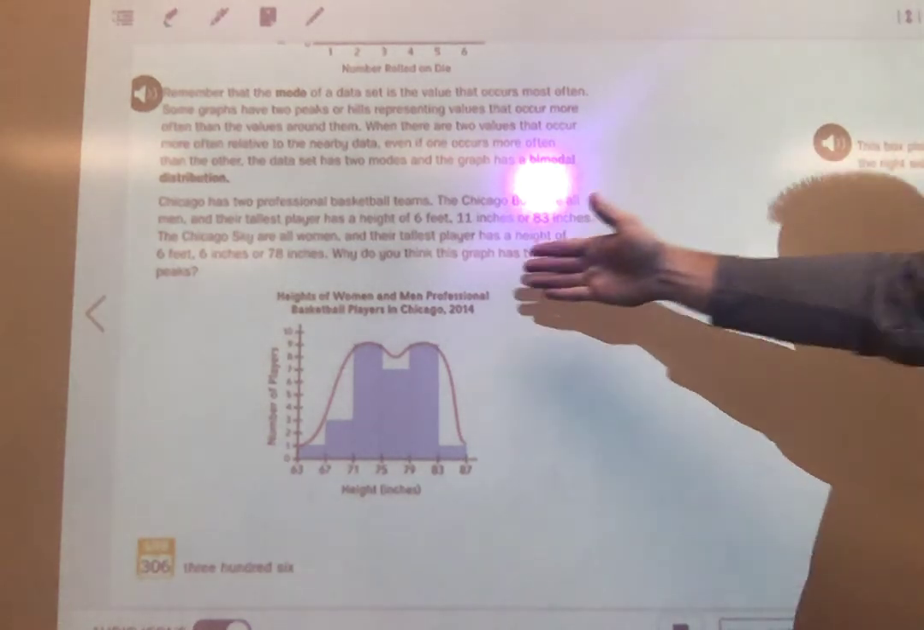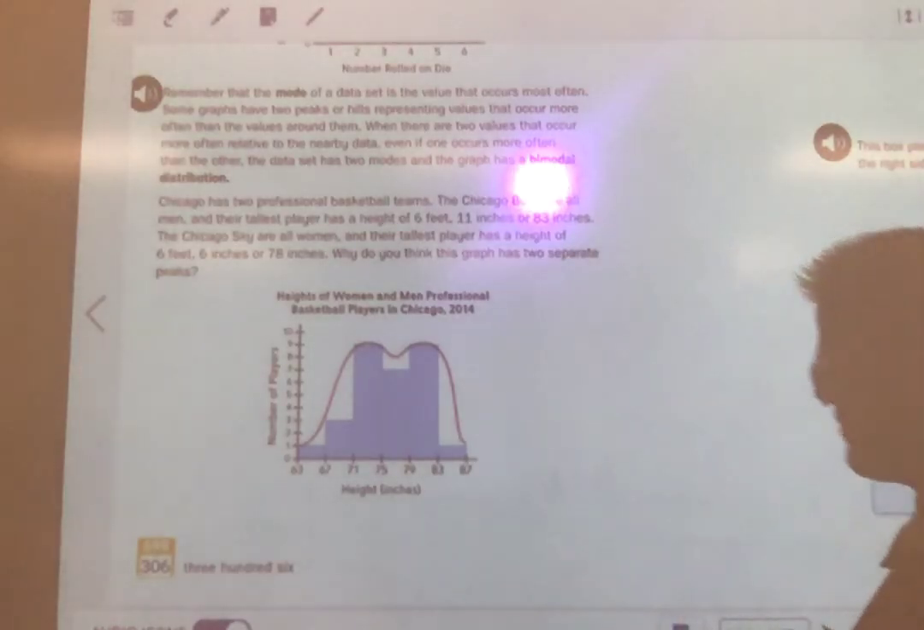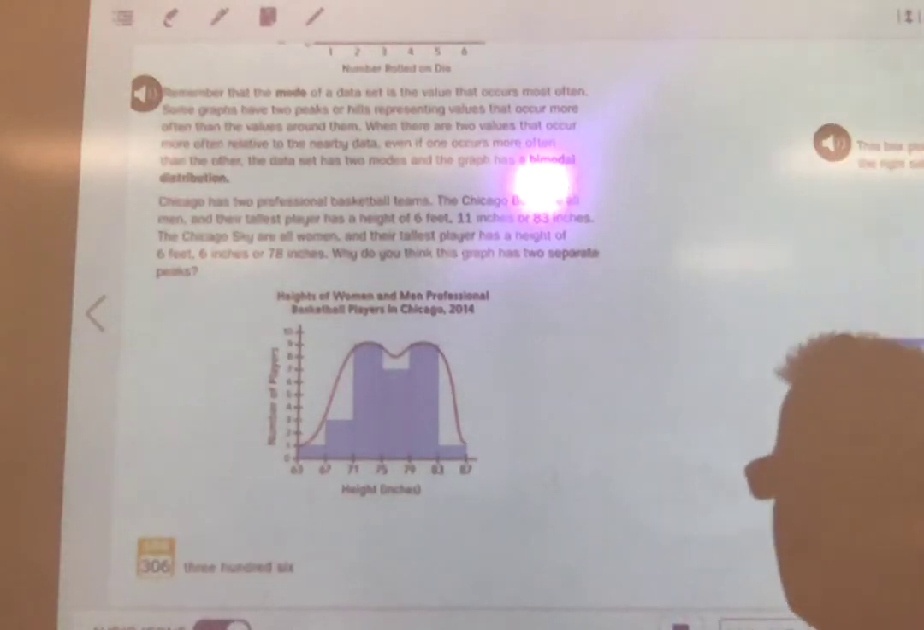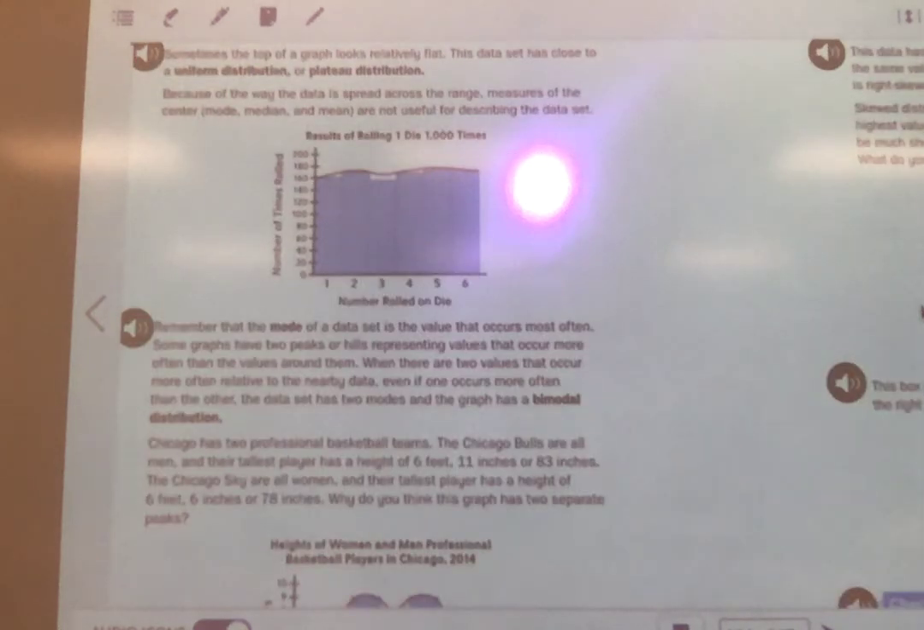There are certain situations where that could happen. Here you're talking men and women, so a lot of the women would fall into the shorter category, and the men might be up in these higher ones. So there are some different reasons why graphs might look like these. But again, we've got that bell curve we showed you, bimodal, skewed, plateau or uniform distribution shape.